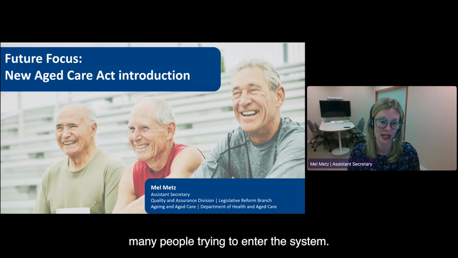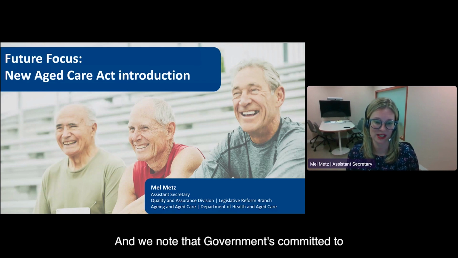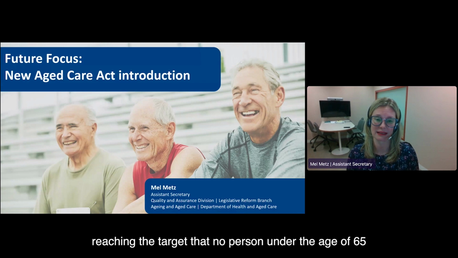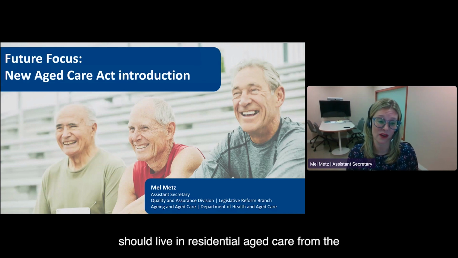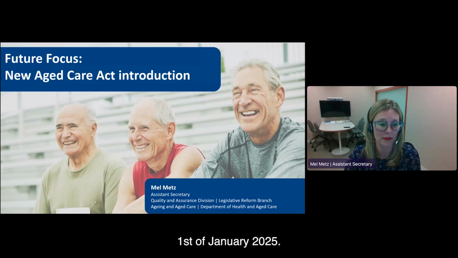And we note that government's committed to reaching the target that no person under the age of 65 should live in residential aged care from the 1st of January 2025.